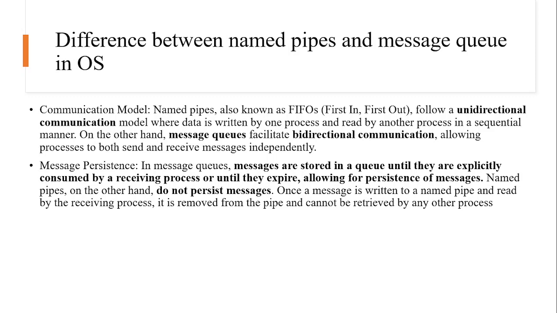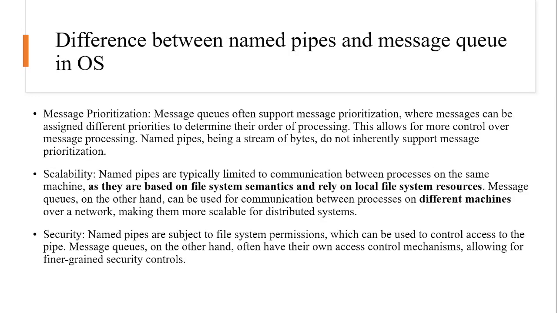But in message passing, we have a queue, a message queue, which allows you to store the messages. So we have the option to store the messages and allow them to stay there. So message persistence is easily implemented in message queues. This is one advantage of the message queues. Then message prioritization. Message queues often support message prioritization, so you can associate priority to different messages, and based on that you can decide whether you want to read that particular message or any other message.